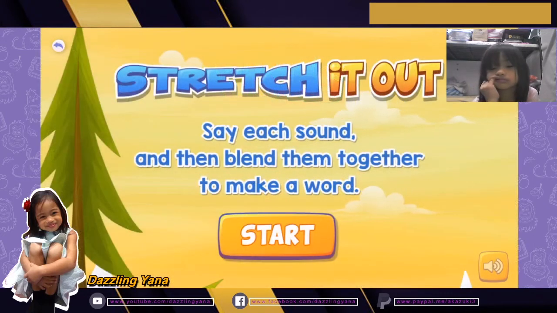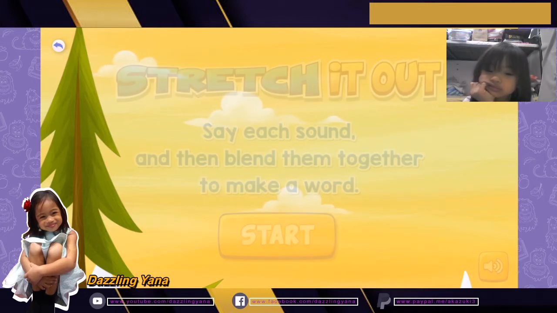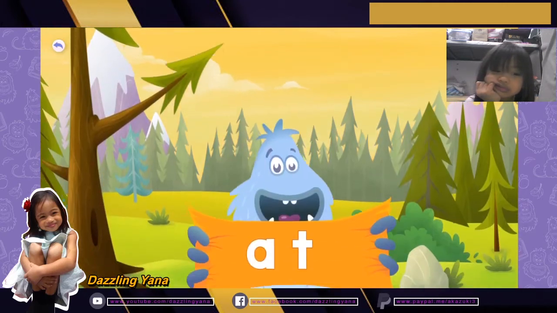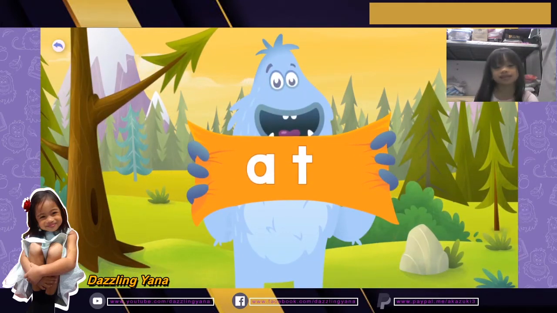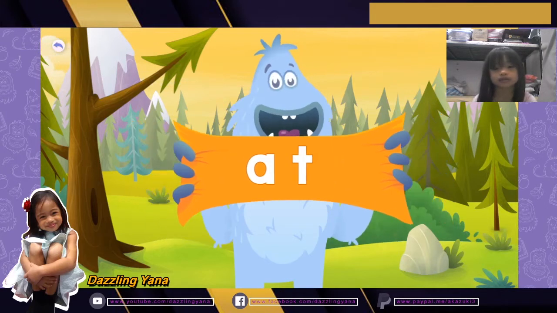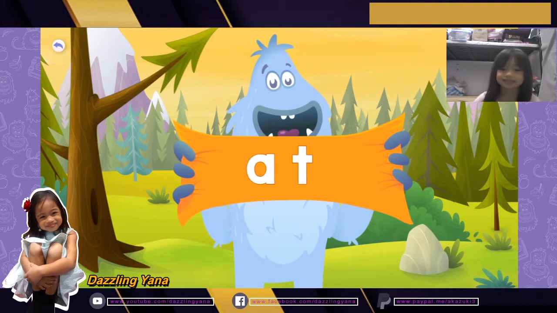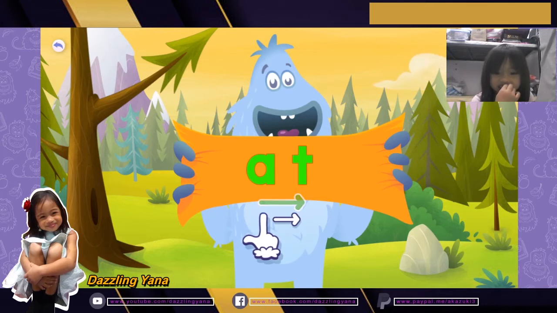Stretch it out, say each sound, and then blend them together to make a word. Ah. T. At. Touch each sound and say it. Blend them together. The word is at.